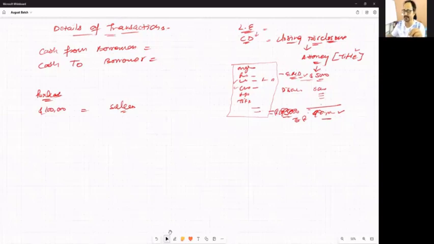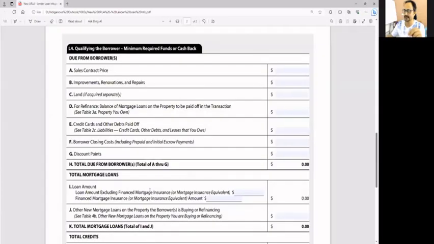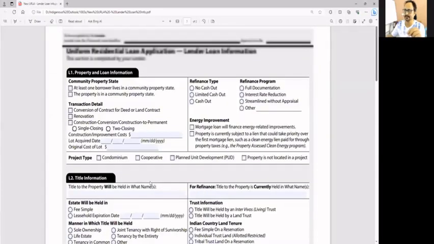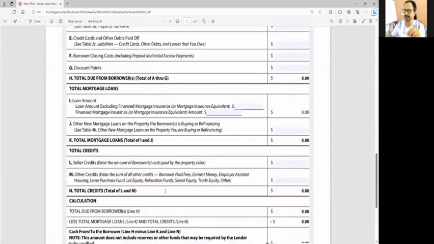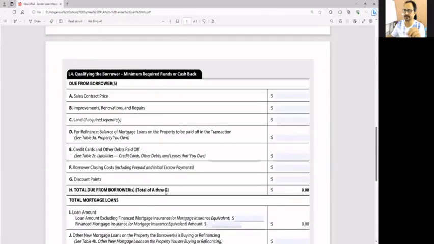that comes under this detail of transaction on the loan application. Where is the loan application? In the lender sheet. Uniform residential loan application, lender information, right? Here are the details of transaction.